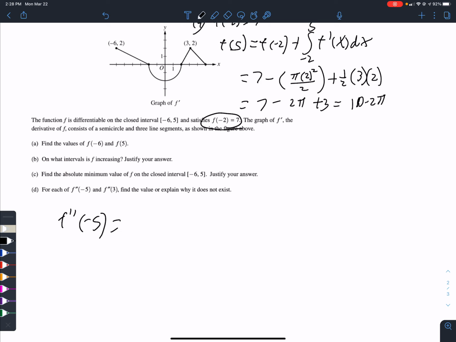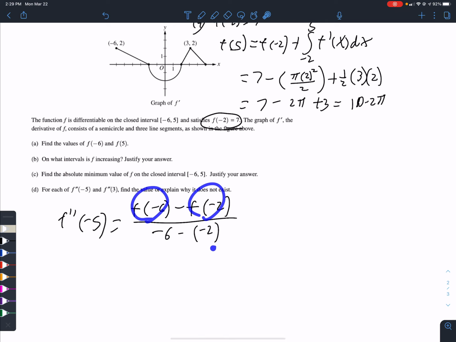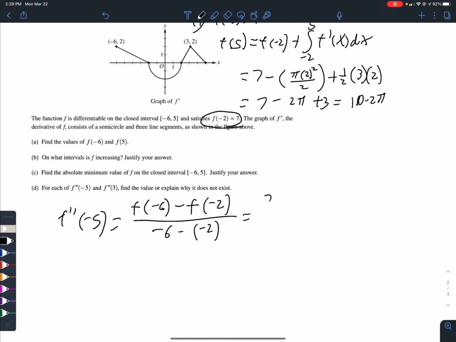We're going to take the slope formula. So we're going to do f at -6 minus f at -2 over -6 minus -2. To find the slope, you subtract the y's, that's the rise. You subtract the x's, that's the run. So f at -6 will be 2 minus 0 over -6 plus 2, which is 2 over -4, -1/2. That is the slope at -5.